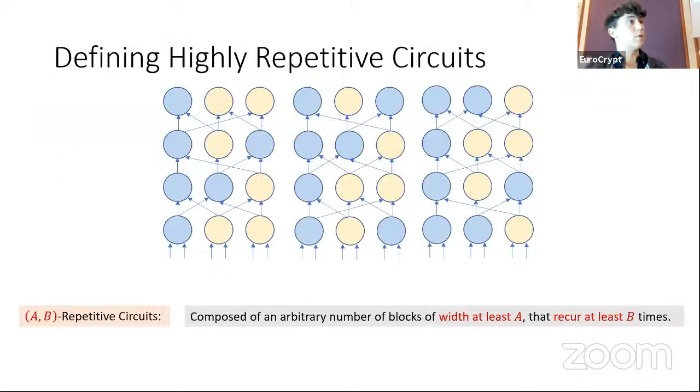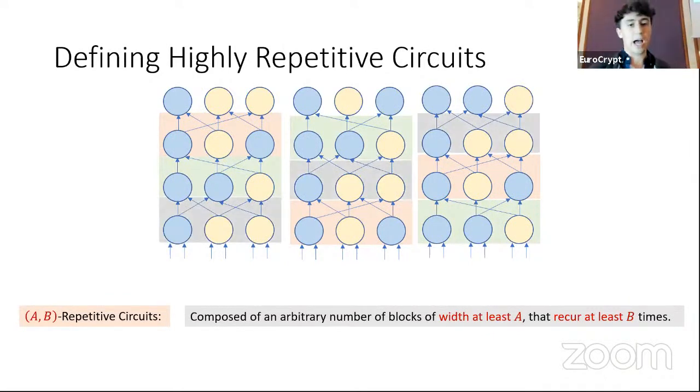So just to quickly give you a flavor for what these highly repetitive circuits are, we start out by giving a notion of an AB repetitive circuit, where an AB repetitive circuit is composed of an arbitrary number of blocks of width A, each of which recurs at least B times throughout the circuit. So in the case of this circuit here, there's a particular block highlighted in red that shows up 3 different times, distributed throughout the overall circuit. And similarly, here's a green block that recurs 3 times and a blue block as well. And so overall, this example circuit that I have here is a 3-3 repetitive circuit.